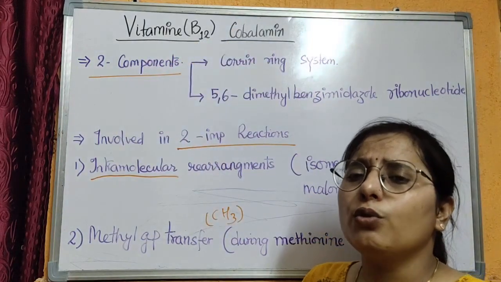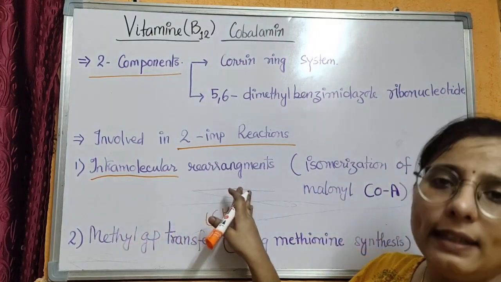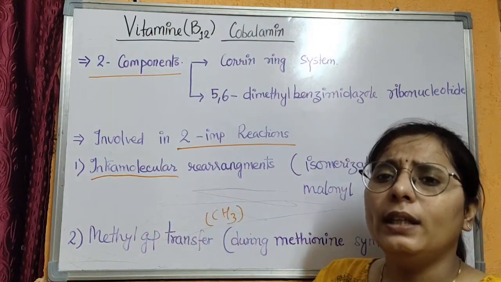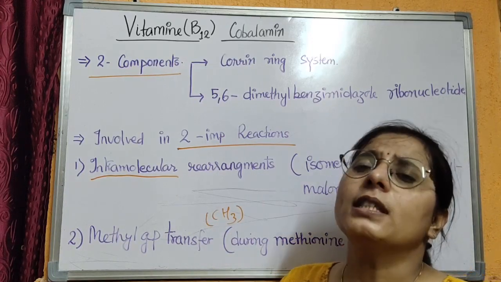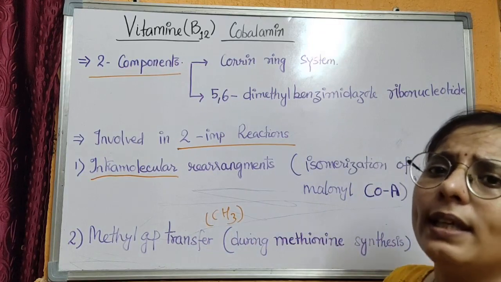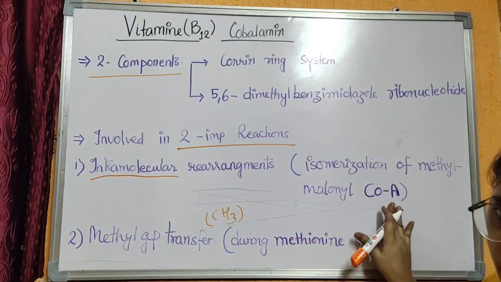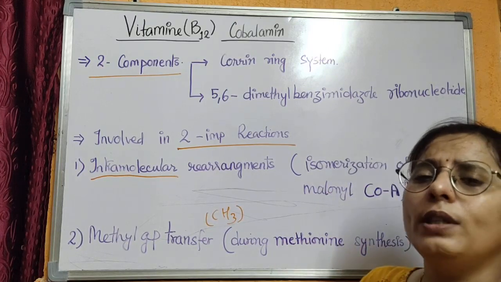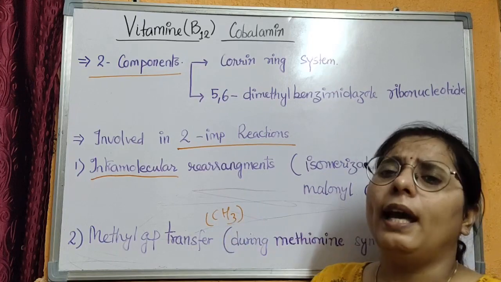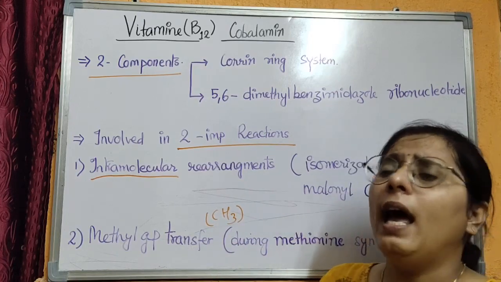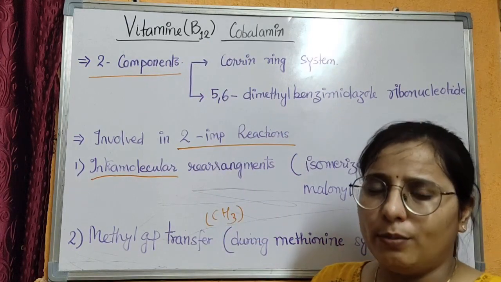Cobalamin is involved in two important functions. The first important function is intramolecular rearrangement, meaning the arrangement within a molecule to form an isomer, or a different form of structure, and it includes the example of isomerization of methylmalonyl coenzyme A. Methylmalonyl coenzyme A rearranges its groups and forms a different isomer, and cobalamin helps this molecule form its isomer.